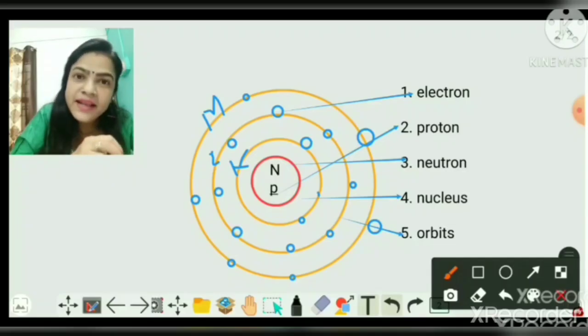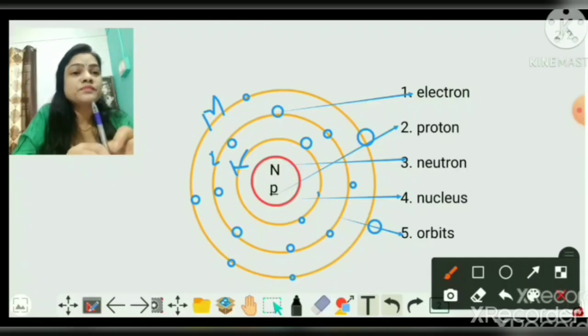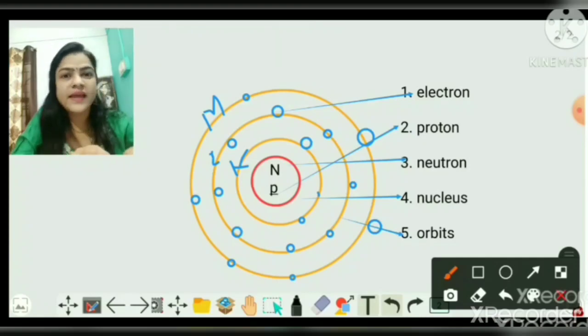Now, in the next lesson, we will learn about what valency is, and how electrons are arranged and travel in the orbits of any atom.